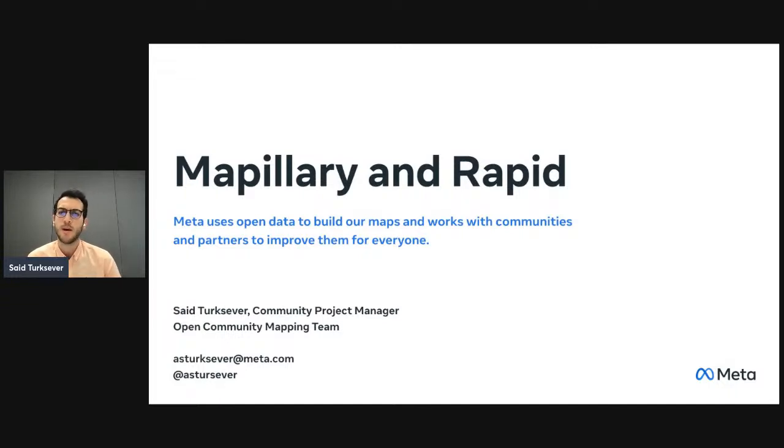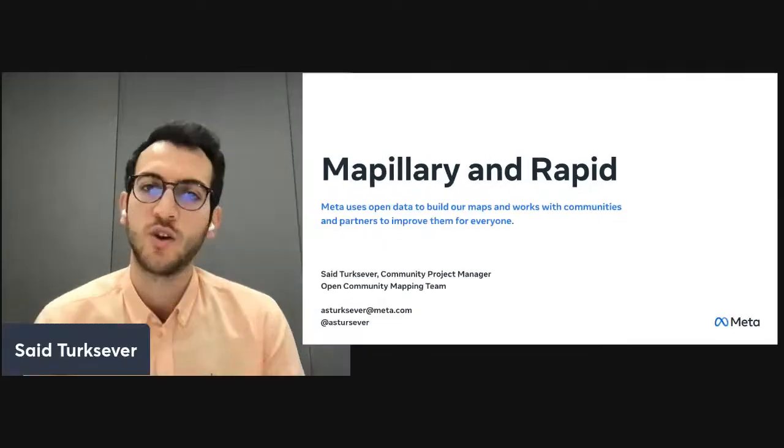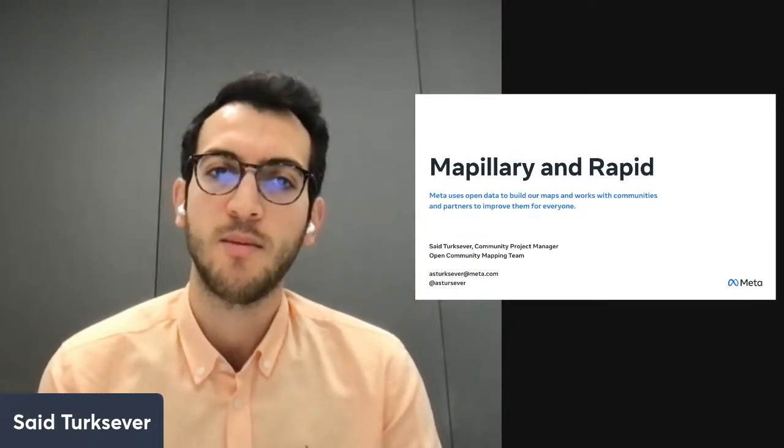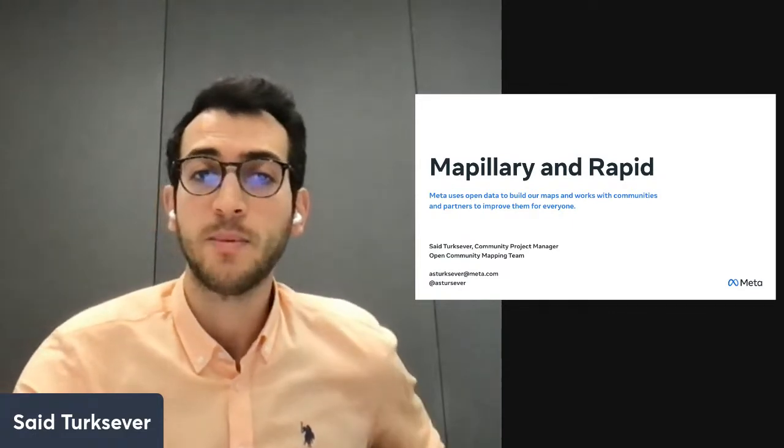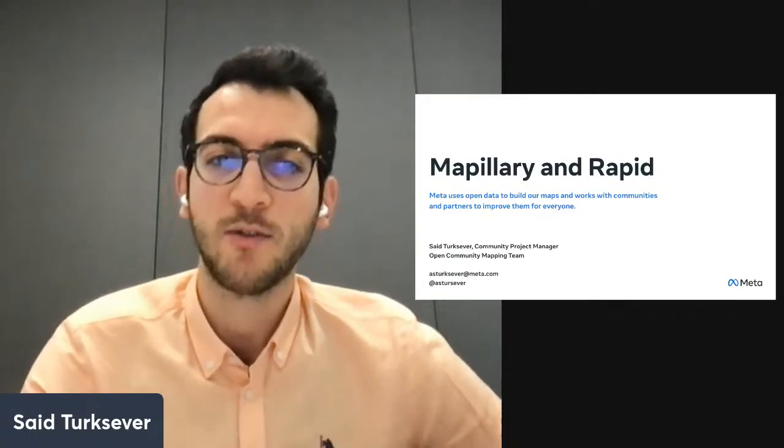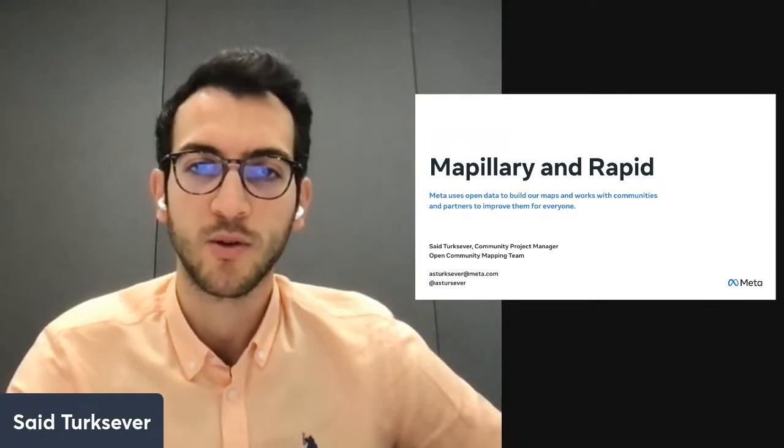And before talking about Mapillary and Rapid, I would like to address why Meta uses open data or OpenStreetMap, and how it helps Meta's products to display maps, and why we are working on maps. So Meta uses open data to build our maps, and then works with communities and builds tools to improve maps for everyone.